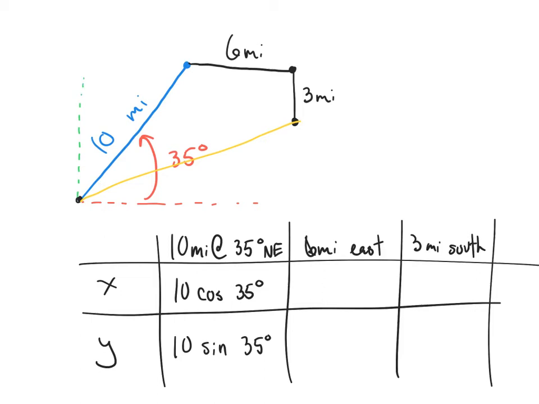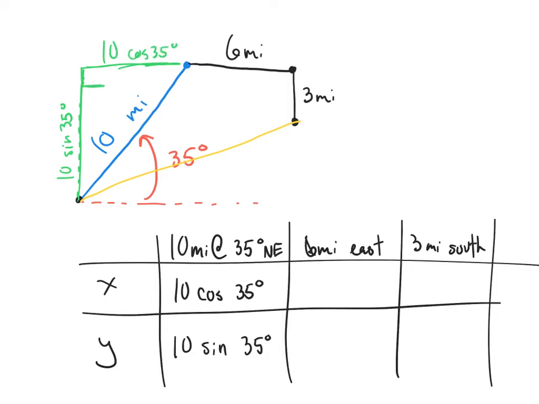This right here is the vertical component. Can you even see that? Is that better? Yeah. That's the vertical component of that, and that's really just 10 sine 35. That's that second part there. And then this is the horizontal component, which is 10 cos 35.